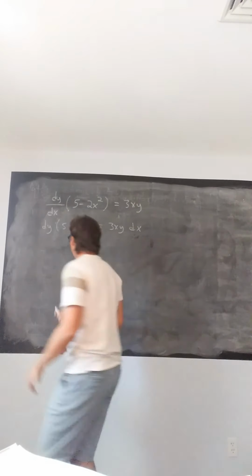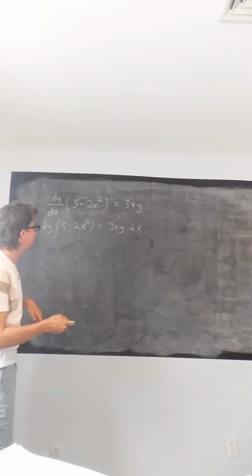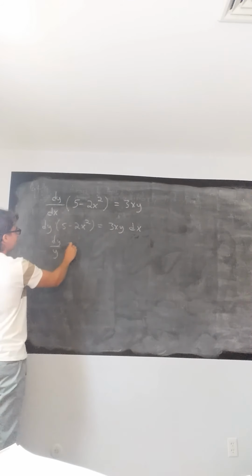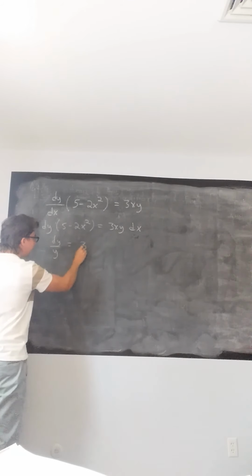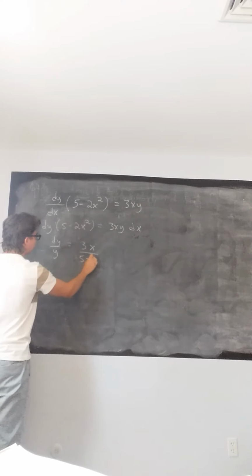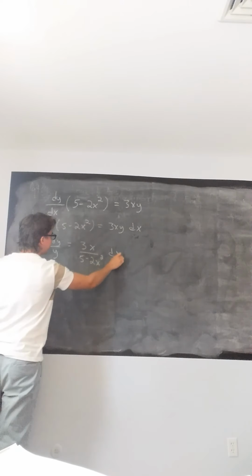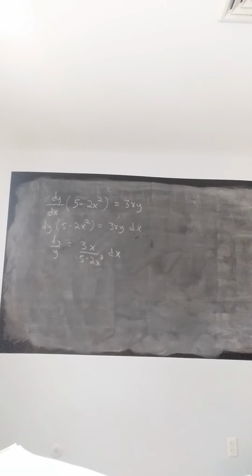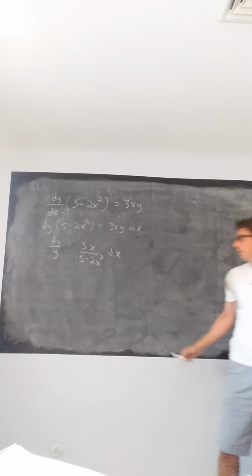So what that double swap or double switch gives us as a net is dy over y equals 3x over 5 minus 2x squared dx. So that's essentially what happens. It's like a double switch. Okay? All right, so that's what we did.